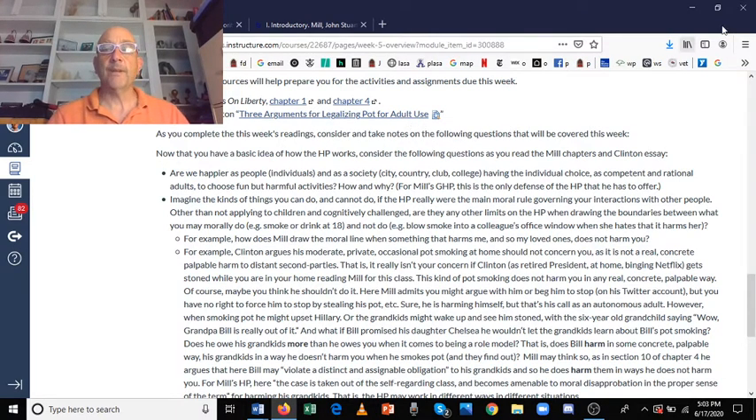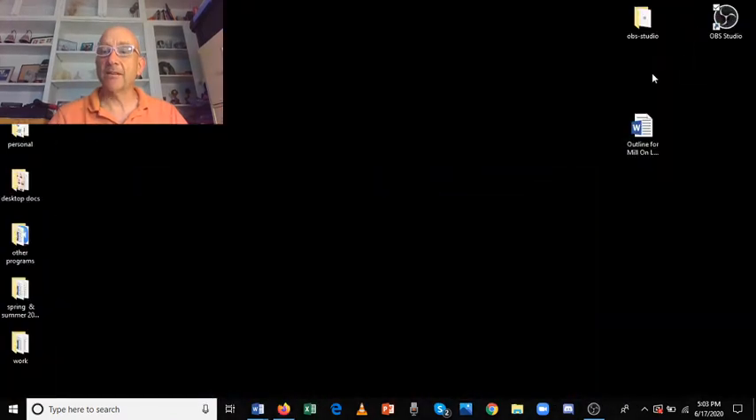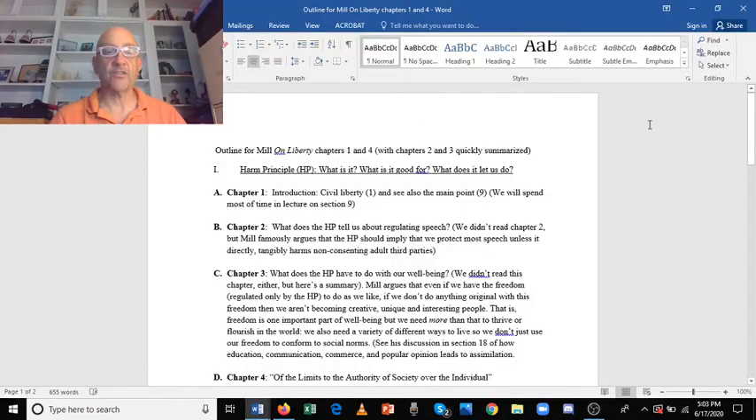All right, so let me go to the outline first, and this is in the file section of Canvas, so you'll probably want to open that up right away. The outline tells you we're going to be talking about Mill's harm principle, which I assume many of you have heard before, which goes something like this.